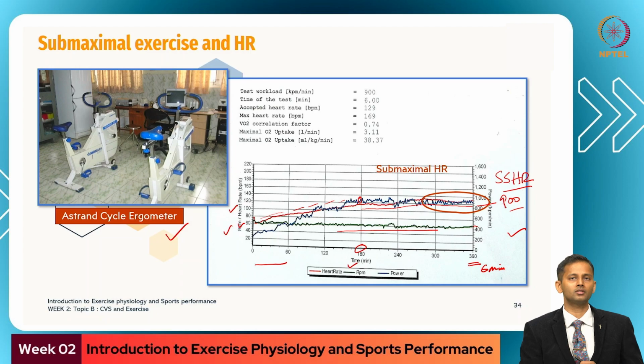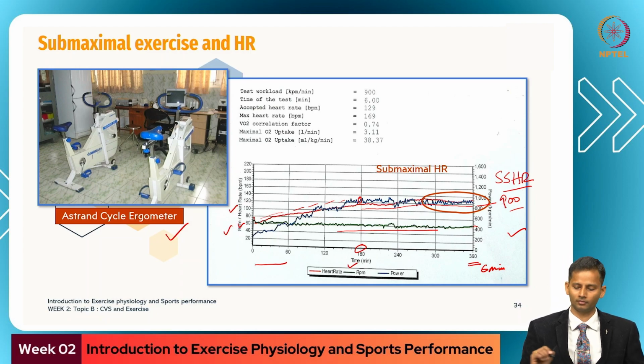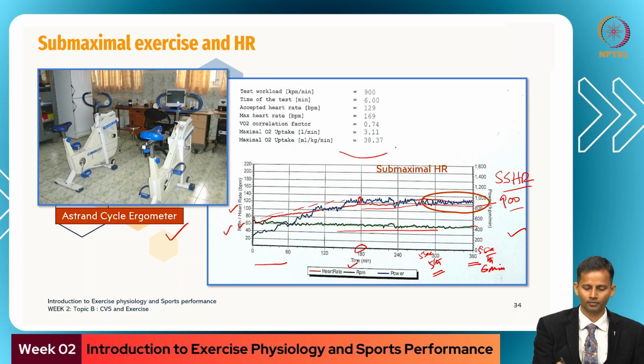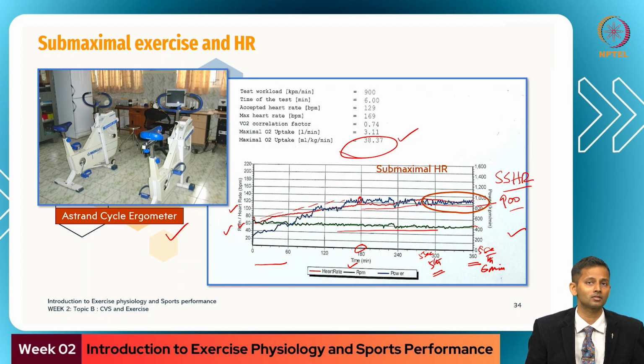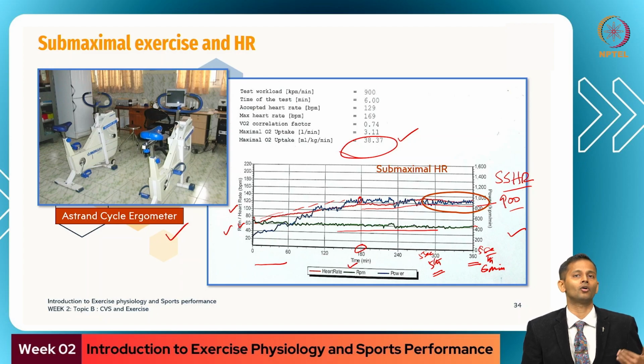The steady state heart rate is what you get from a submaximal heart rate, and this particular heart rate at the 5th and the 6th minute is taken. The last 5 seconds of this is taken to calculate your VO2 max. So in this individual, the VO2 max was 38.37 ml per kg per minute. Thus, with the heart rate, you can also predict the VO2 max or the cardiorespiratory fitness.